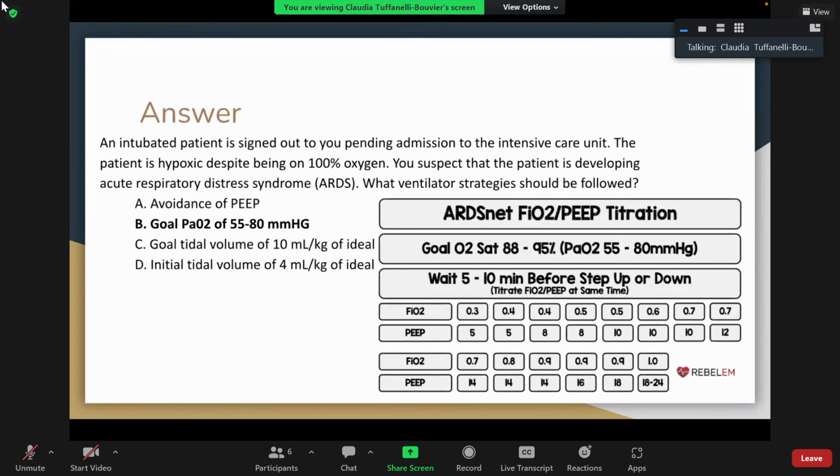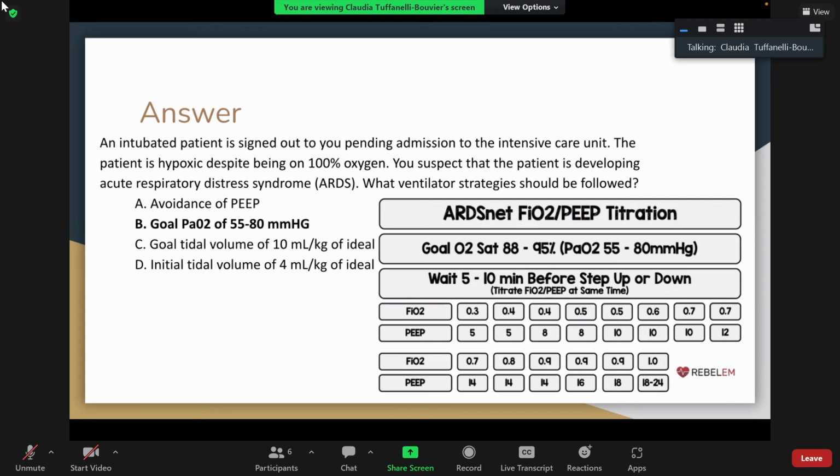And I'm going to help you on this one because we haven't talked about it, but I just want you to see. So when somebody has ARDS, acute respiratory distress syndrome, you're going to set the ventilator with a goal of their PaO2. Remember, PaO2 is found on an arterial blood gas. You get an arterial blood gas, and it's going to give you that PaO2 value. You want to make sure that it's between 55 and 80.